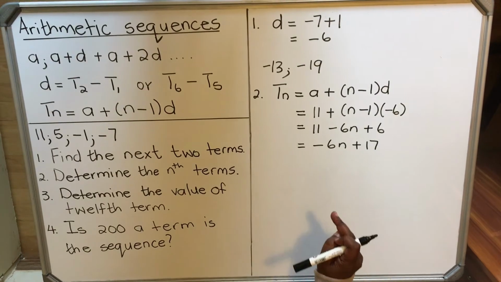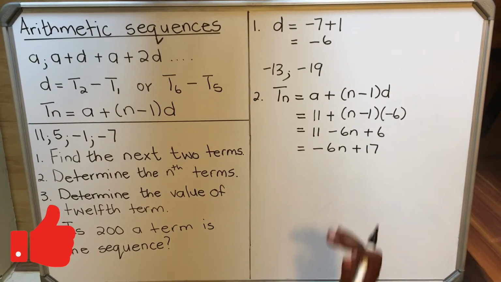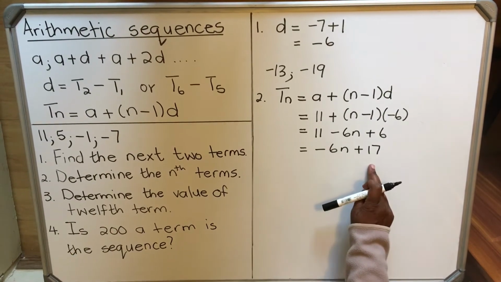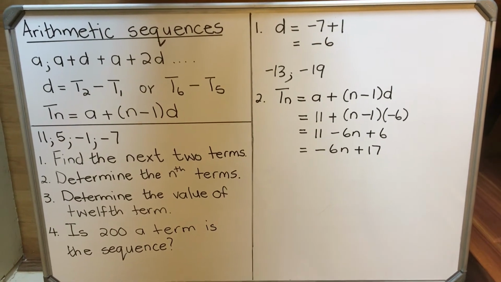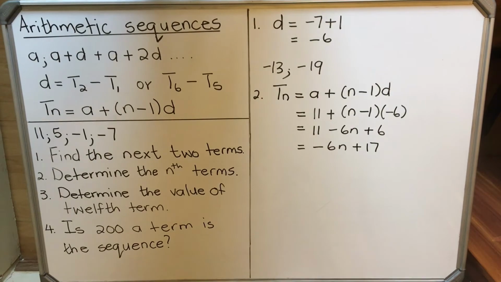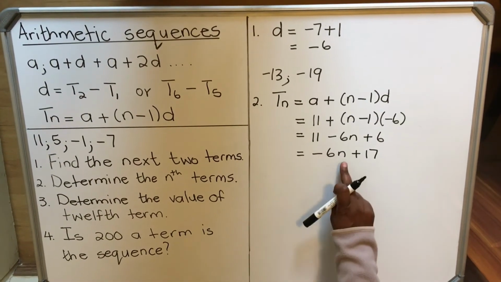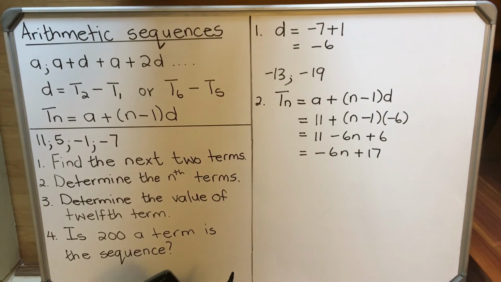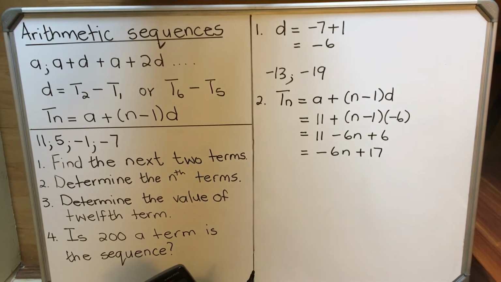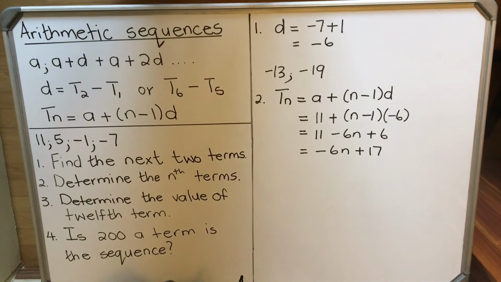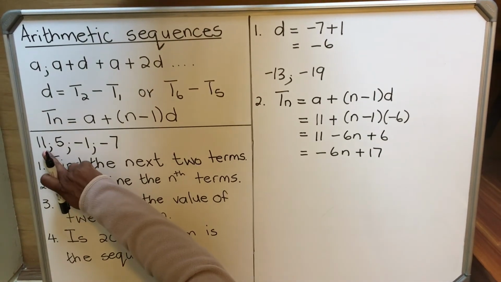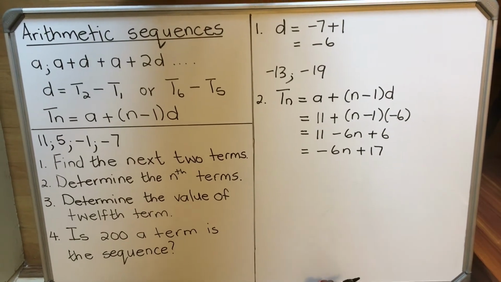After you have done that, test it for yourself, because for the other questions you can use this formula. It's easier to use the formula, provided it's correct. So quickly in your mind, test it for yourself. Use term 1. Put a 1 here, so you'll have minus 6 times 1 plus 17. Then you check it. You get 11, so it means your formula is correct, because your first term is 11. Then you can use it in the other questions.